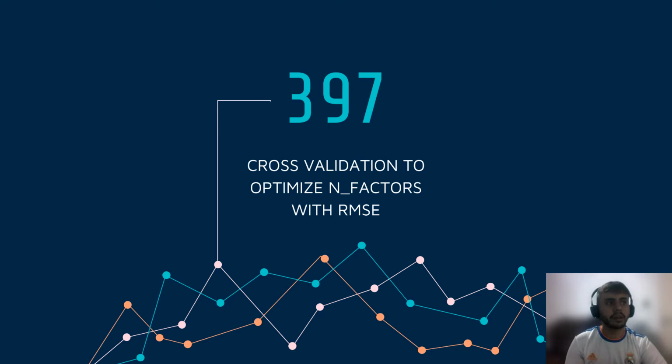So I performed another cross validation to choose the best n factors parameter for this model, trying to minimize the root mean squared error. The best one is 397.